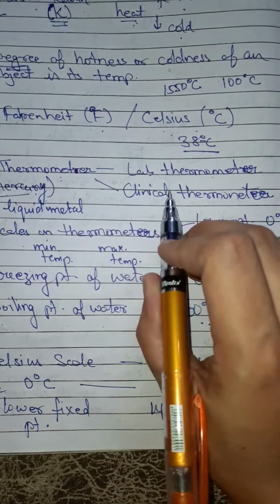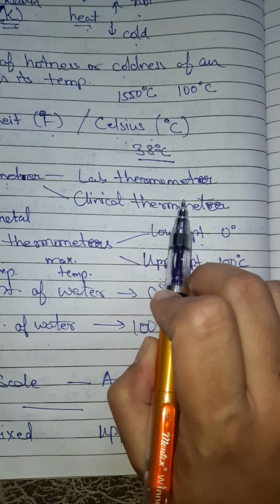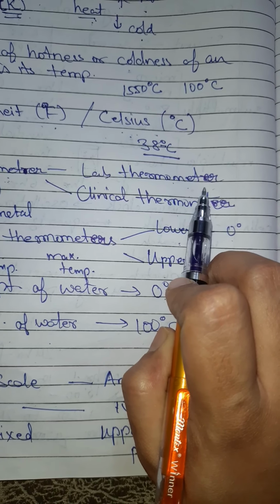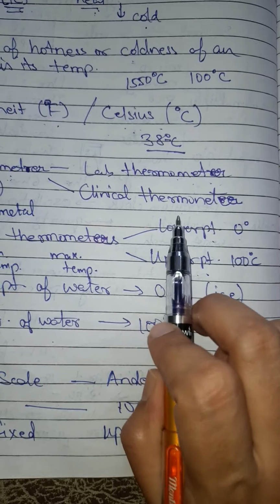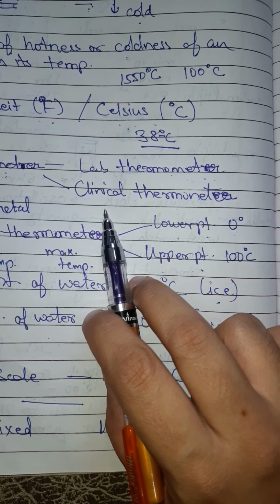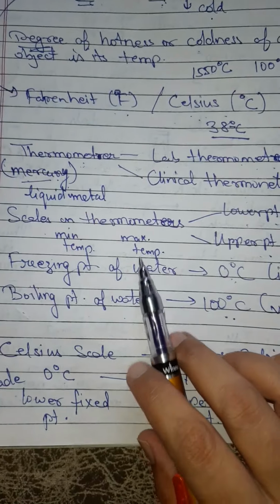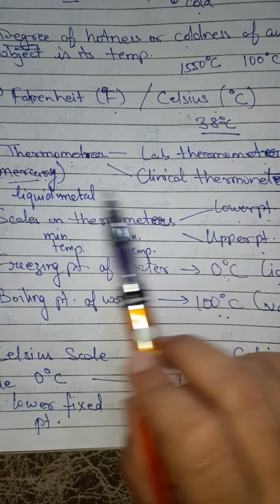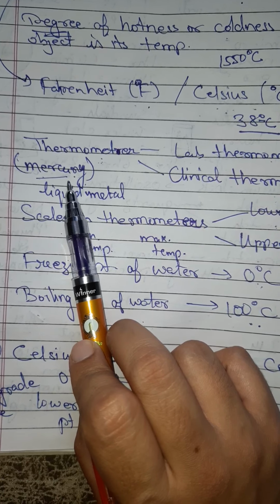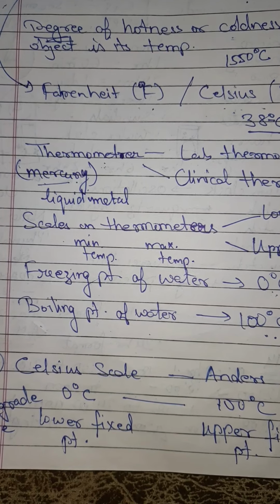The thermometers are of two types: laboratory thermometer, clinical thermometer. Laboratory thermometer is used to measure the room temperature as well as the temperature of substances in a laboratory. Clinical thermometer is used by the doctors in their clinics or in the hospital to measure the temperature of bodies of humans or animals. Now the thermometers, both the types, use a liquid metal called mercury. Because mercury is silvery and shiny, it expands on heating, so it is used to read the temperature.